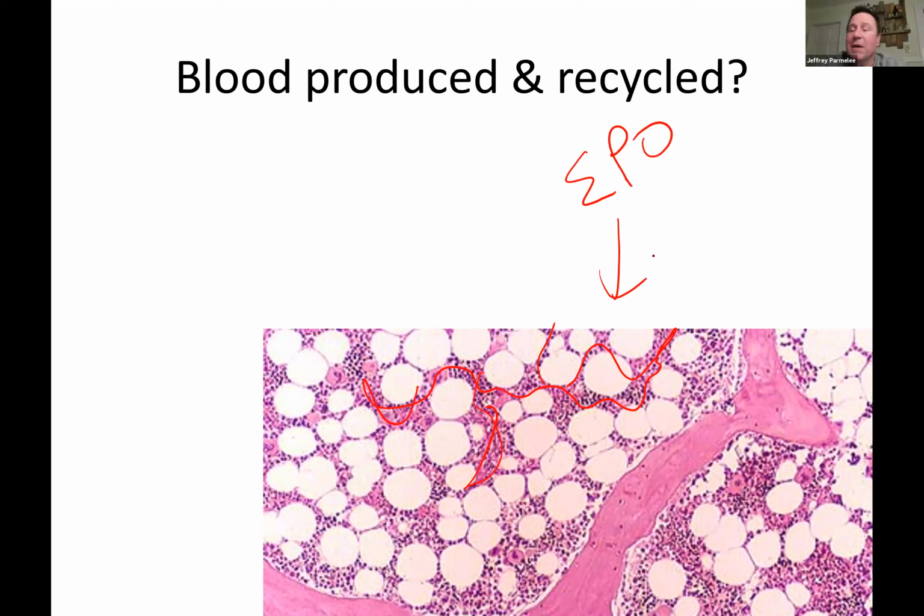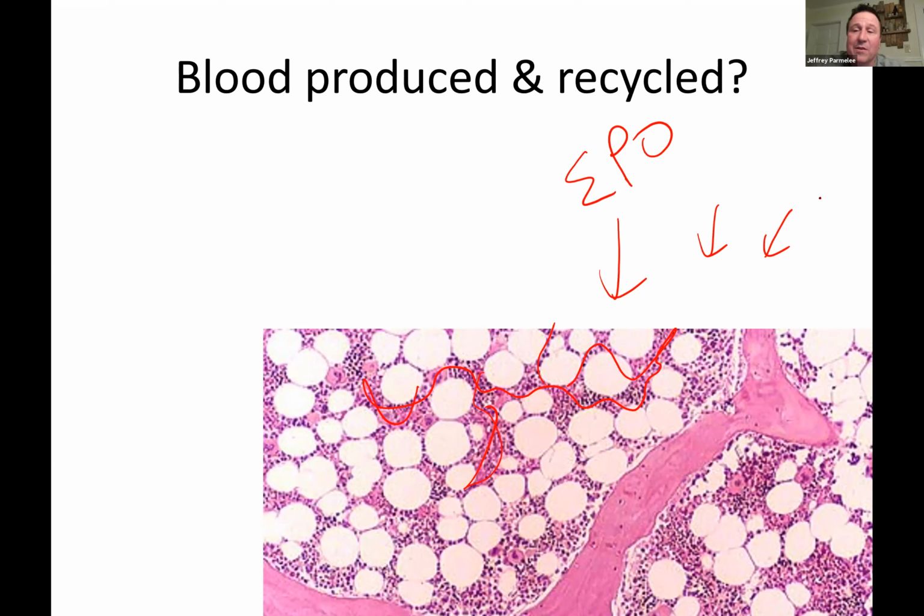And so realize the hormone is EPO, erythropoietin. That's going to tell you to make more red blood cells. And then thrombopoietin is going to tell you to make more platelets. Or white blood cells, it's called colony stimulating factors or interleukins. So these are the signals to the bone marrow on what to make. What do you want to make from these stem cells? And they're released into the blood.